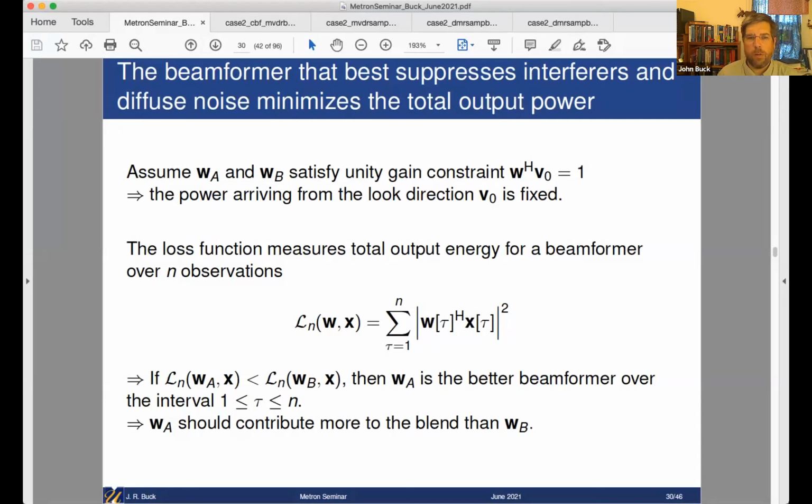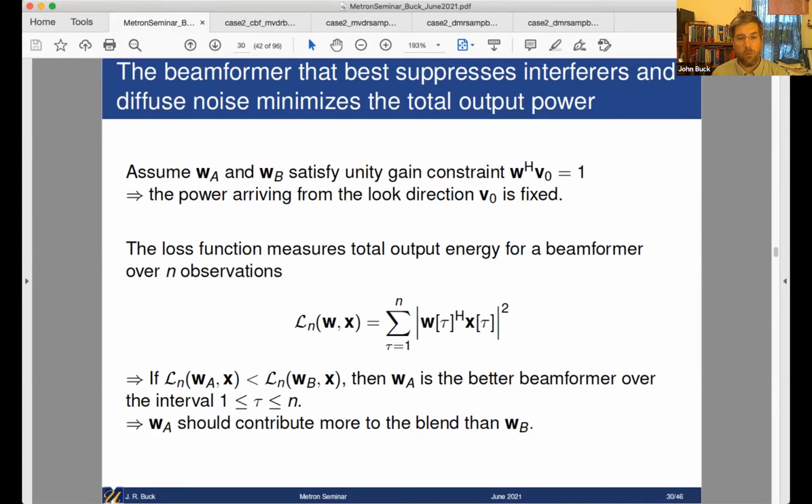And so we can define our loss function in this comparison to be the total output power over time. This is the magnitude squared of the beamformer output at each time. I just keep a running total of that. If this total is less for beamformer A than beamformer B, then right now A is a better beamformer for this data. And so I want to set up my blend function, those mu weights, so that A contributes more to the blend than B does.